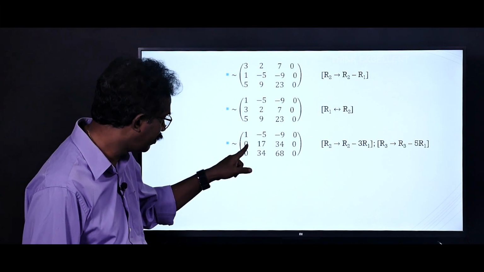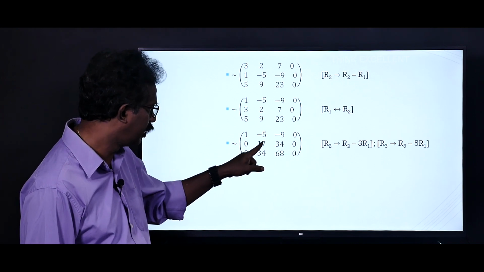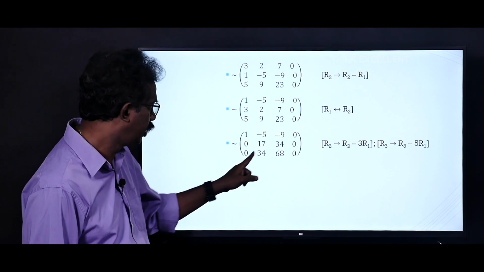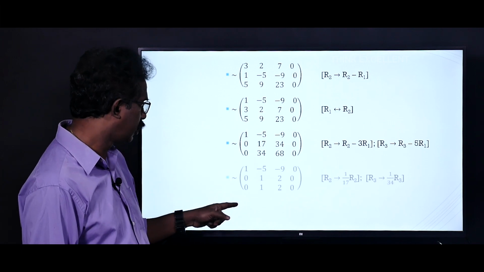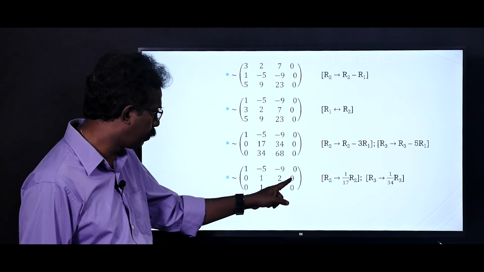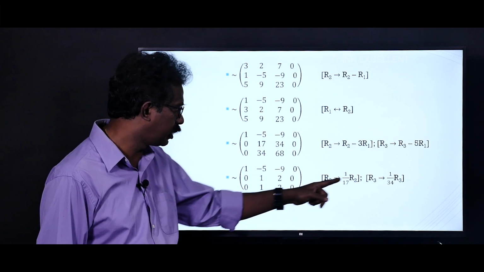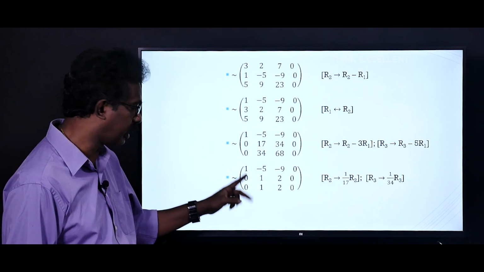But here you can see 17 table you can cancel. 17 2s are what? 34. Here 34 is common. 34 table you can divide it. So you divide the second row by 17, third row by 34. Okay, you can understand steps. You are getting like this.